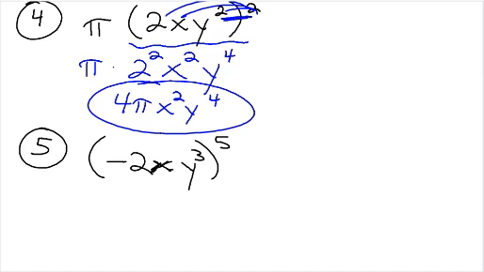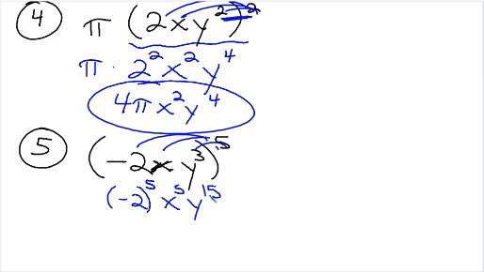Now, we need to distribute the 5 to all of these, but we need to do it carefully. This is not negative 2 times 5, it's negative 2 to the 5th power. Be careful with that. A lot of people get in a hurry and they say that, oh, that's negative 2 times 5, that's negative 10. No, it's negative 2 to the 5th. X to the 5th, y to the 15th. Remember, power to a power, we multiply.